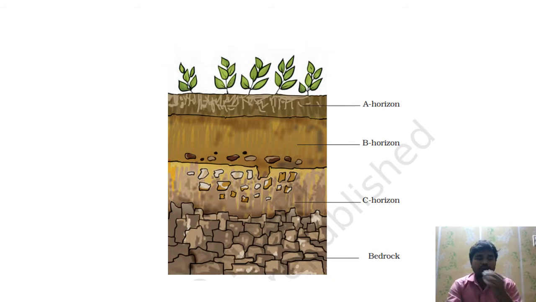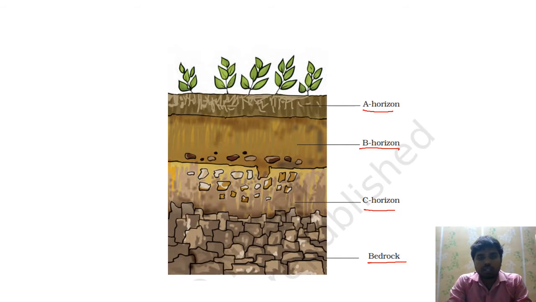For this, we have made a cut section of the soil, and we found that there are three horizons and the last one is the bedrock. So it is divided into three horizons: A horizon, B horizon and C horizon, and after the C horizon there is bedrock. So in total, there are four basic divisions in the soil. First is A horizon, second is B horizon, third is C horizon, and last is bedrock.